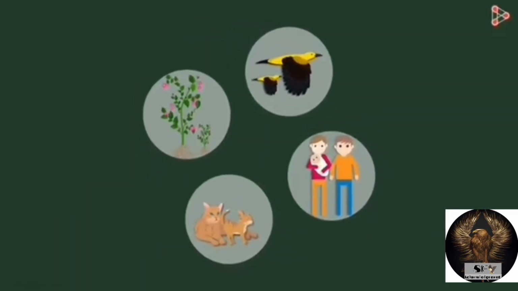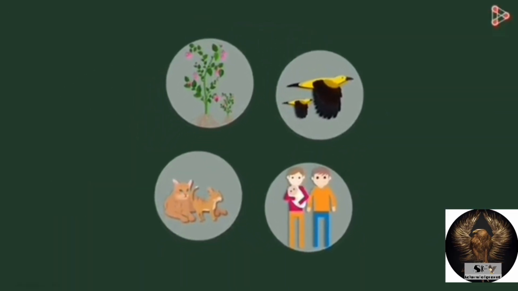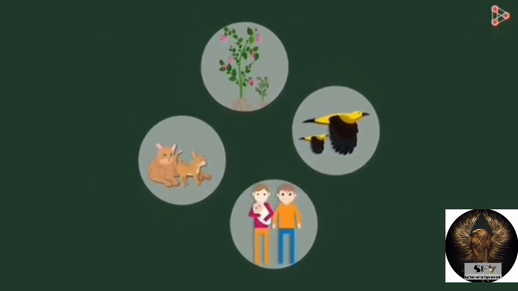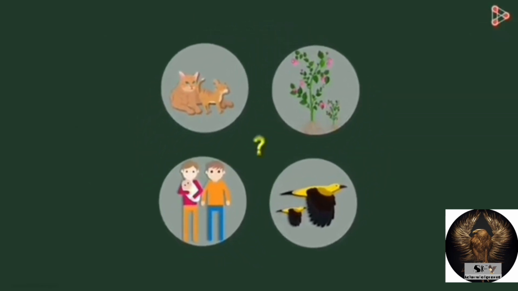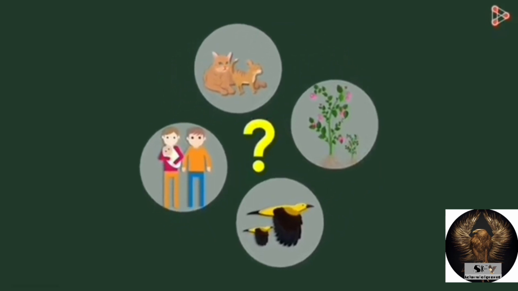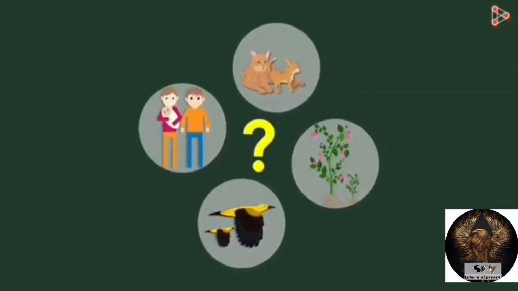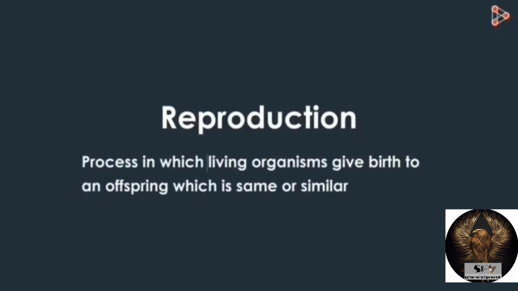All living organisms are capable of giving birth to young ones which are exactly the same or somewhat similar to them. Can you tell me what this process of giving birth to offspring is? The process is called reproduction. In simple terms, it is the process in which living organisms give birth to offspring which are the same or similar to them.